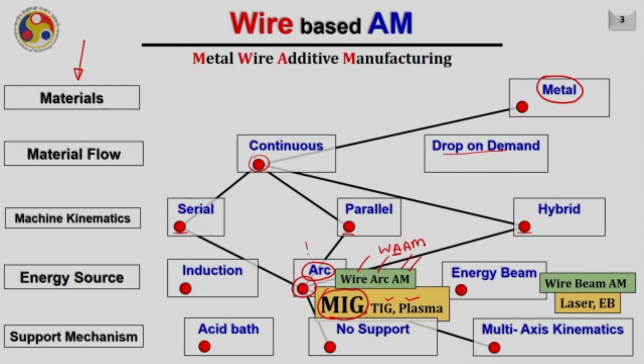If we are using arc as the energy source to create the molten pool or to melt the wire, then there are two possible options for the support mechanism. Either we do not use any support at all, or we tilt the part appropriately to eliminate the need for support, and that is called as multi-axis kinematics utilized to tilt the part. So, as the MIG welding process is the heart of the WAAM, let us start our discussion with the fundamentals of the MIG welding process.